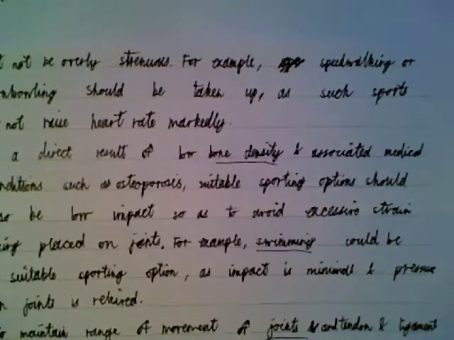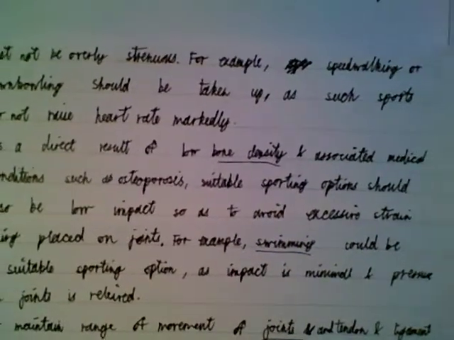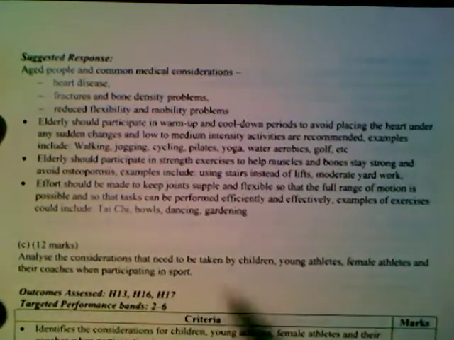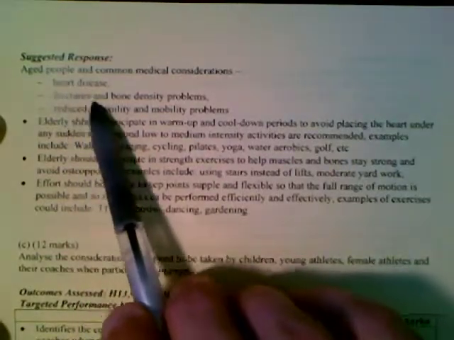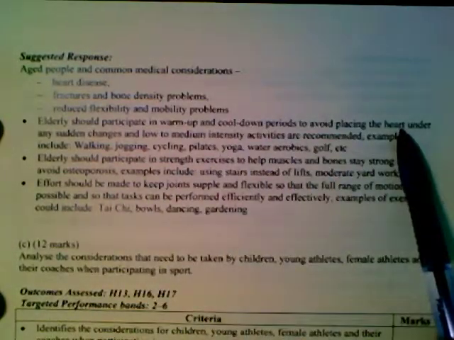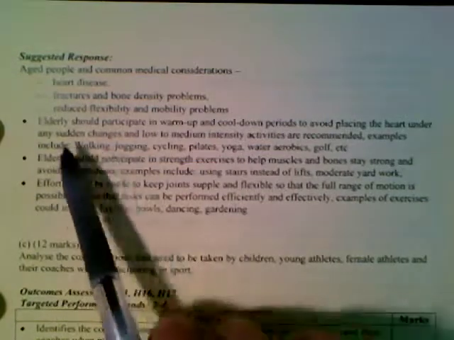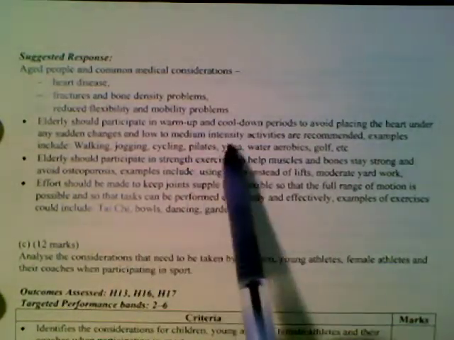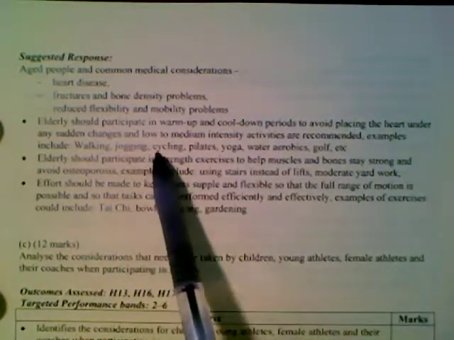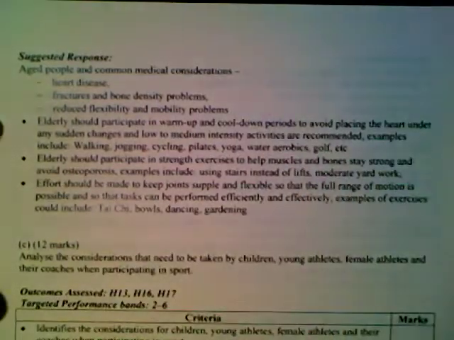Just having a look at some of the marking guidelines from this question, we'll see some of the points here. Up the top, it gives us a few of the suggested answers. It talks about aged people and common medical considerations. So again, the syllabus dot point: heart disease, fractures, bone density, reduced flexibility, mobility problems. It talks here about warm up and cool down to avoid placing the heart under any sudden changes, which comes back to some heart diseases. Some low to medium intensity activities are recommended. Examples would be walking, jogging, cycling, Pilates, yoga, water aerobics, golf, etc.